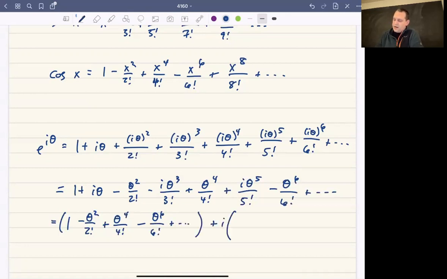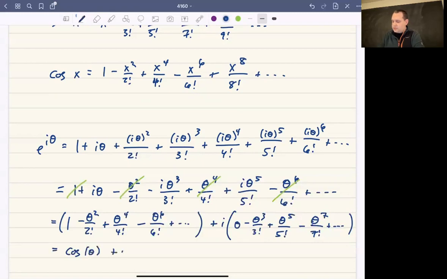And then we can factor an i out of the rest of it. So what we just did takes care of the stuff without the i's in it, all the even terms. And then all the odd terms, we're going to be left with something with an i in front. So we'll factor out the i, and then we're left with theta minus theta cubed over 3 factorial plus theta to the 5th over 5 factorial minus theta to the 7th over 7 factorial, and so on. Okay, and of course this is just cosine theta plus i sine of theta. And so that's a justification anyways.